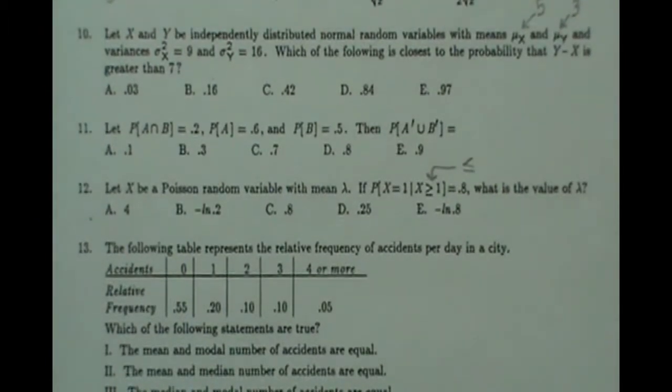Number 11. Let the probability of A intersect B equal 0.2. Probability A is 0.6. Probability B is 0.5. Then find the probability of A complement union B complement.